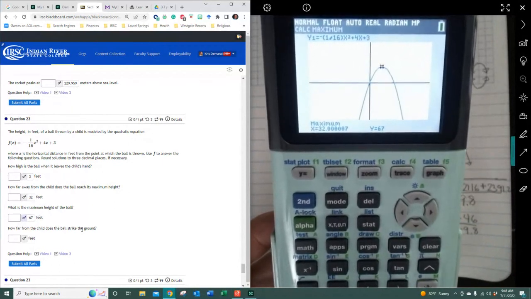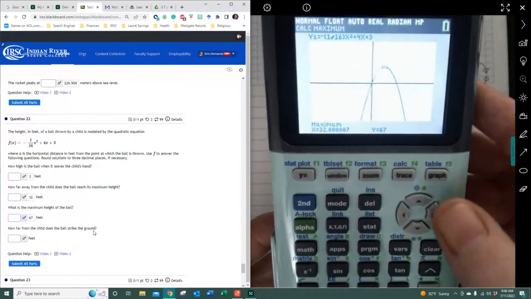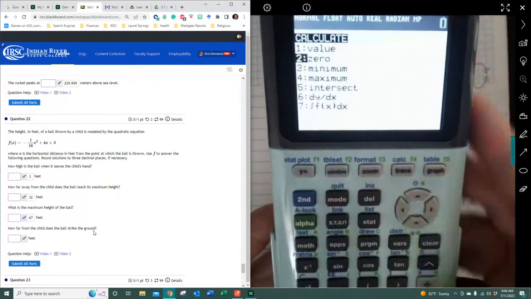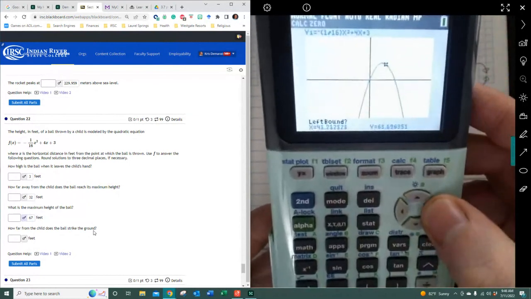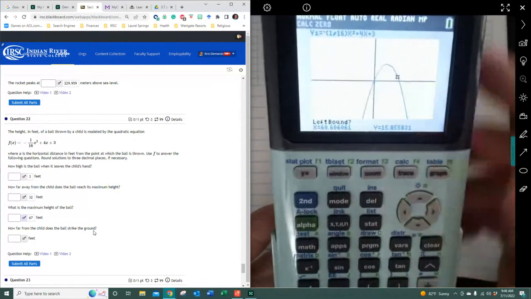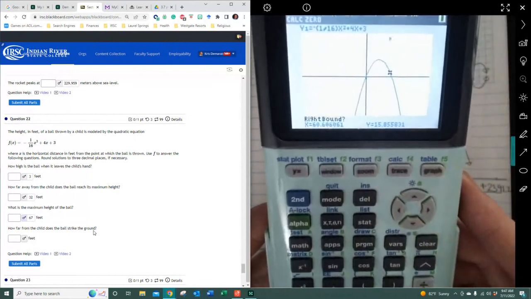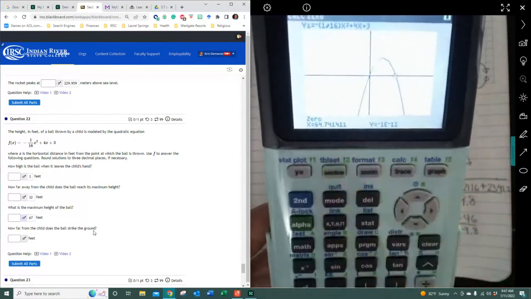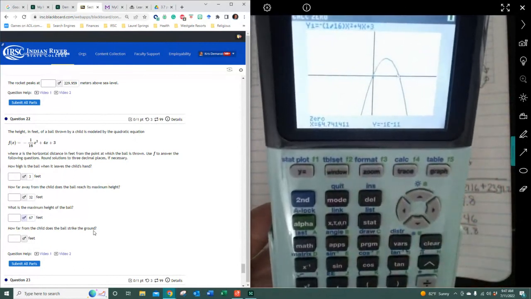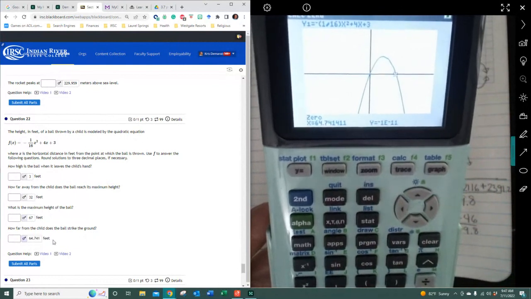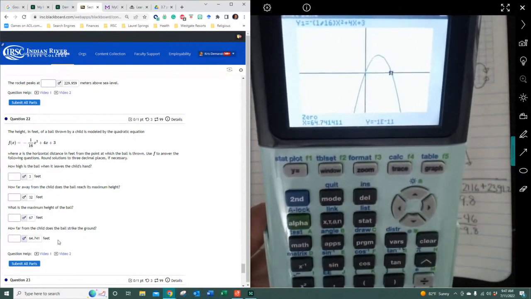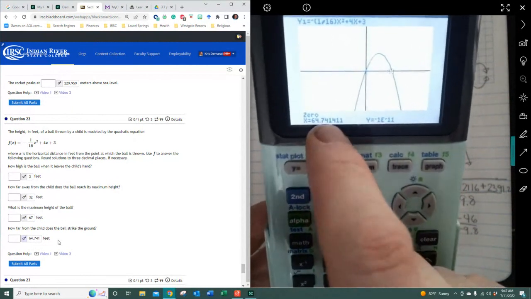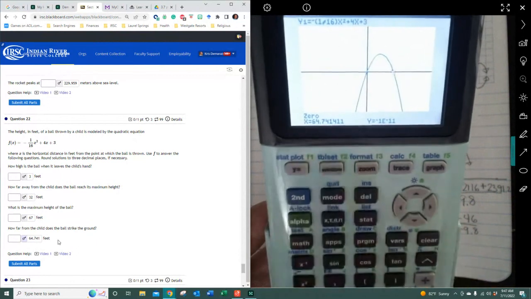How far from the child does the ball strike the ground? This is how you calculate that. Hit second, trace, 0, and it wants left and right. We want to know where it strikes the ground at that point. So I hit enter, enter, enter, and that is going to be the answer we're looking for, which is 64. All right, and then of course it wants us to calculate to the nearest 3 decimal places, so it's asking us to go ahead and provide those 3 decimal places. Not a big deal.